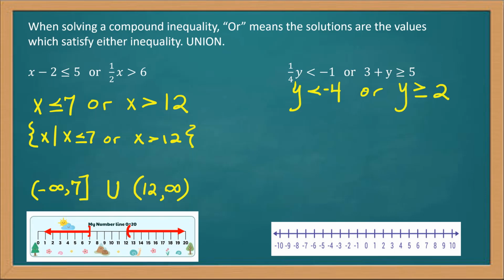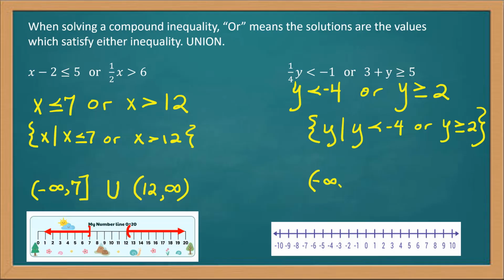All right, so you're looking for all the numbers where y is less than -4 or greater than or equal to 2. Y such that y is less than -4 or y is greater than or equal to 2. So for your interval notation, you are going to put all the numbers that are less than -4. So that's negative infinity up to -4, but not including -4. And you're going to union that with the other set.